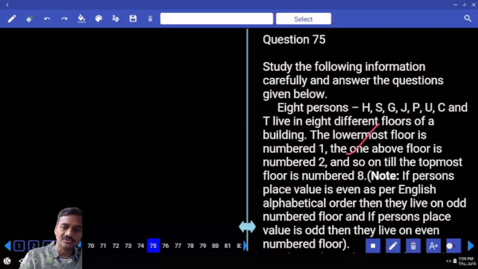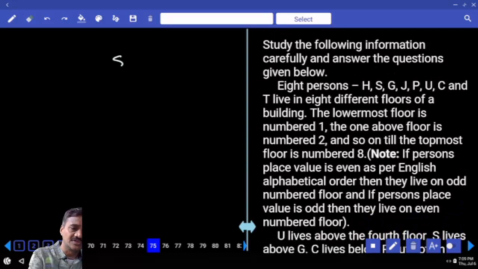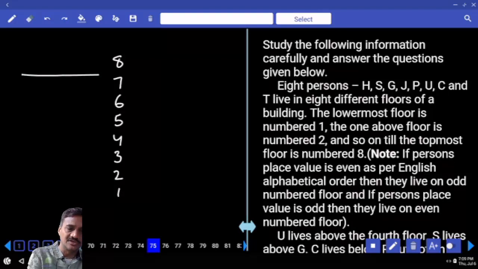Then 75 to 79, there are some 8 people and they are living in different floors. 8 floors are there, 8, 7, 6, 5, 4, 3, 2, 1. Now there are 8 persons, they are staying on 8 different floors.